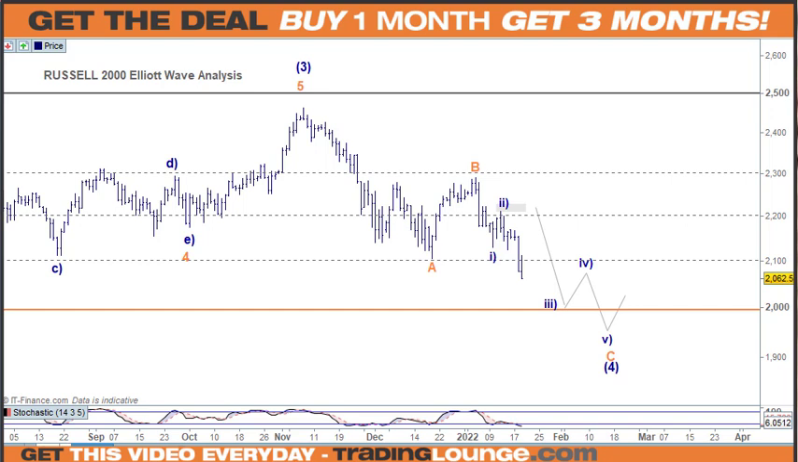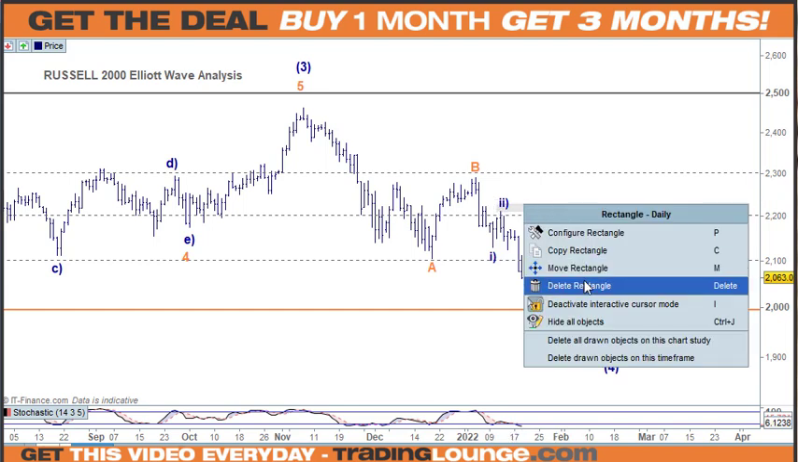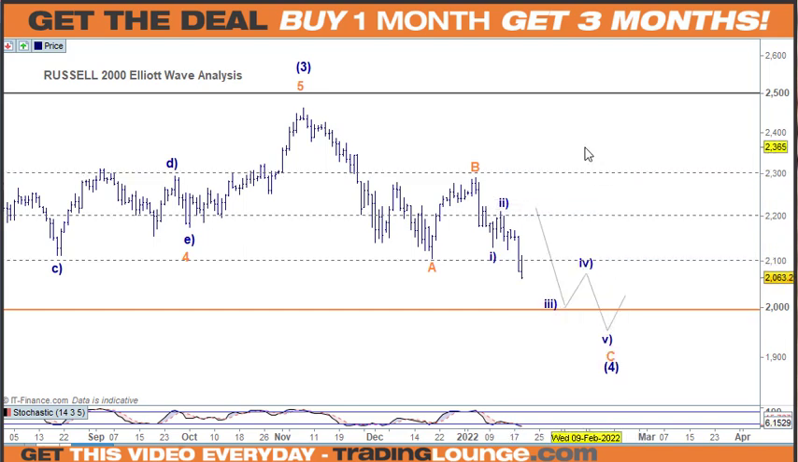Starting with the Russell here, we're on track. It's pretty clear what's going on here, and there's no change in our count from all week, I guess. So wave 1 here, 2 here, and going down for wave 3. We expect to bounce off the 2000, and from 2 to 3 we're looking at 5 waves, so 1 and 2 and 3 and 4 and 5.